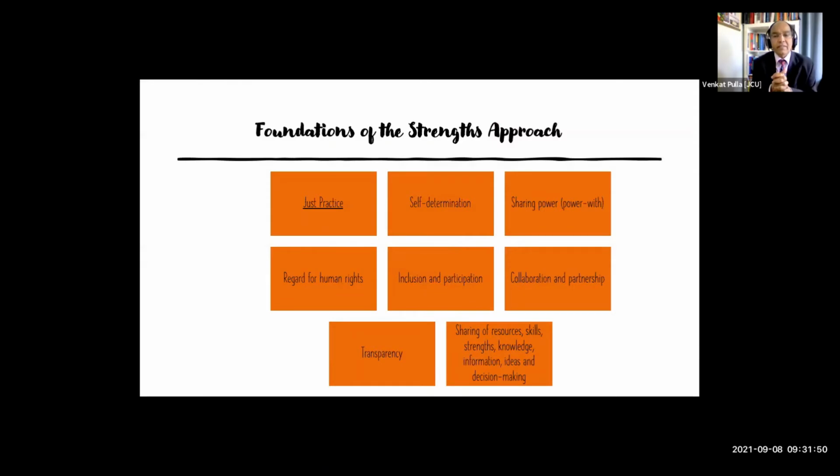So what is this based on? It's about justice. It's a just practice. It's about transparency in a way. It's about being honest with our clients, what we can do, what we can't do. It's about self-determination. It's sharing the power that we have got. It's regard for human rights. It's inclusion and participation, collaborating with them, and partnership, and sharing the resources, strength, knowledge, information, ideas, and ensuring that the client is involved in their own decision making.